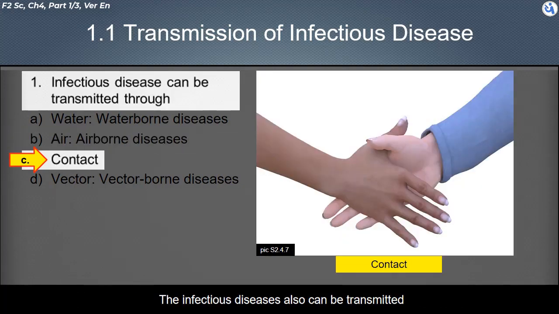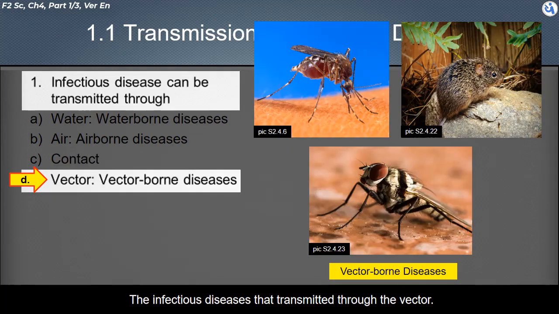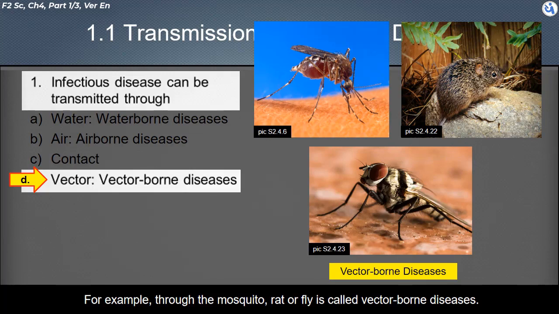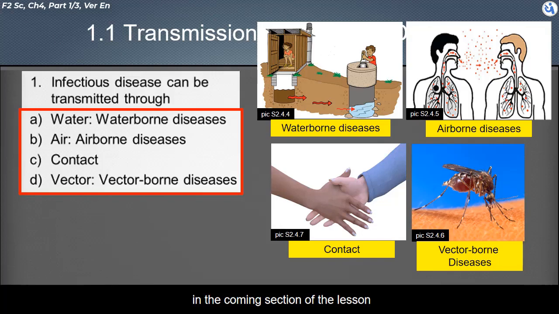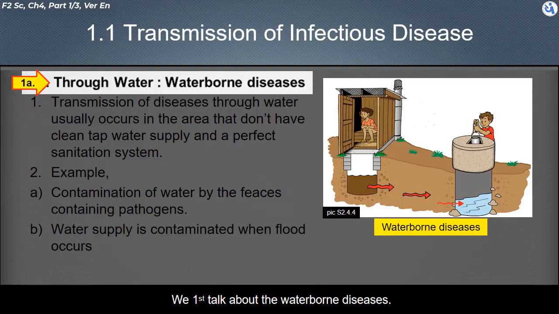The infectious diseases also can be transmitted through the contact of patients with another individual. The infectious diseases that are transmitted through a vector, for example, a mosquito, rat, or fly, are called vector-borne diseases. These four types of infectious disease transmission will be detailed in the coming section of the lesson. We first talk about waterborne diseases.